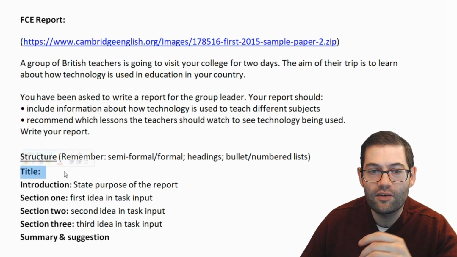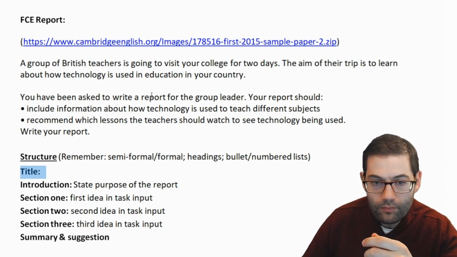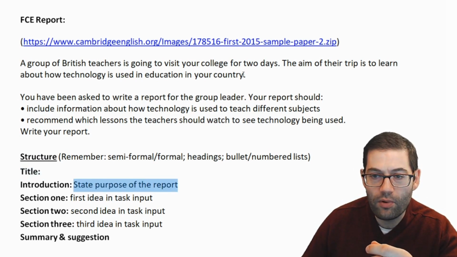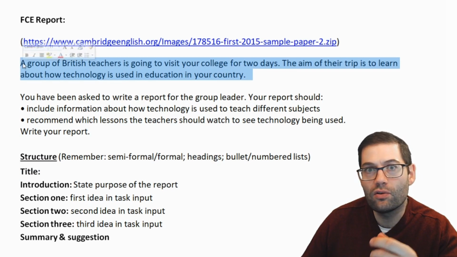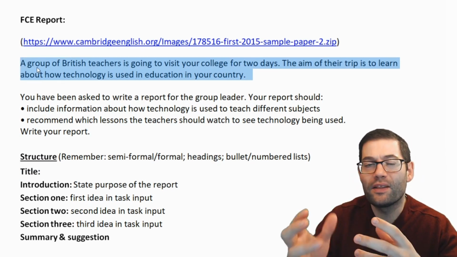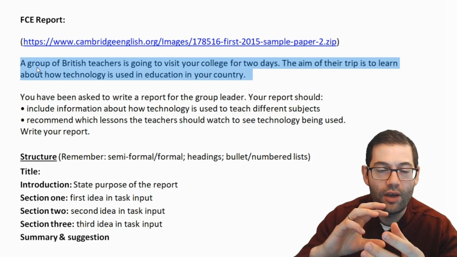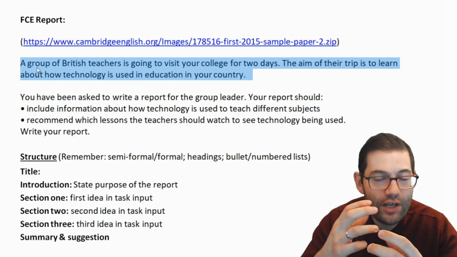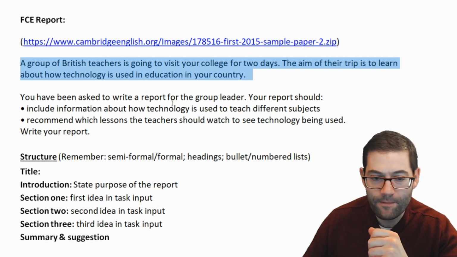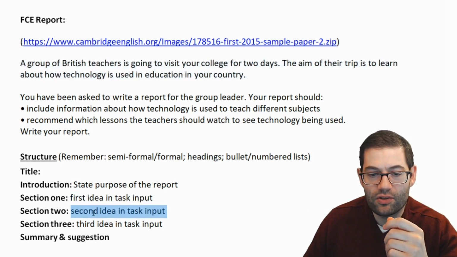So the title is going to be something about technology in my school for visiting teachers. Introduction, state the purpose of the report. Well, that's covered here. So you've got to reword this. Don't copy the words because the examiner will know that you're copying the words. So you've got to rephrase this, paraphrase this, say this in a different way to explain why you're writing the report.